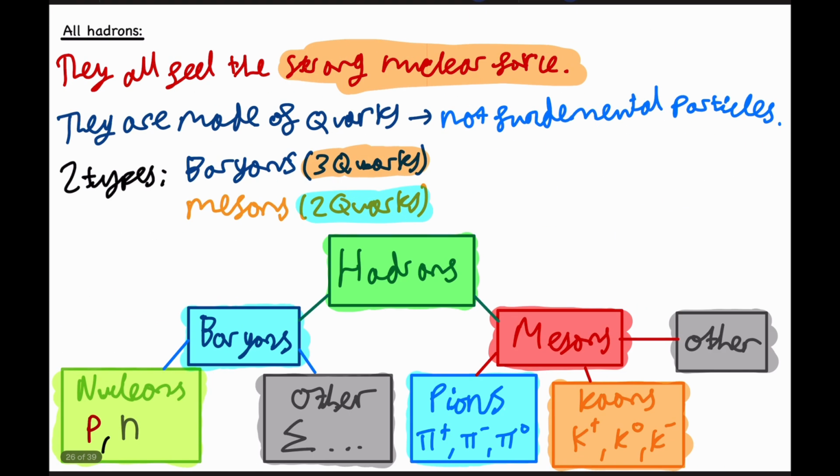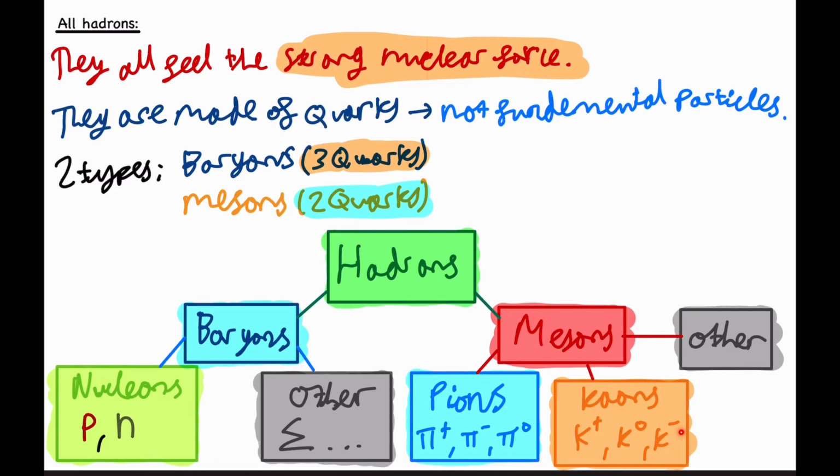And now if we recap on all the hadrons we've learned, we need to know that all the hadrons feel the strong nuclear force. So this is very important. And they are made of quarks, so they're not fundamental particles. No hadron is a fundamental particle. And there are two types of hadrons. One is the baryons, and the other one is the mesons, where the baryons have 3 quarks and the mesons have 2 quarks. And this diagram will help you to understand each type.